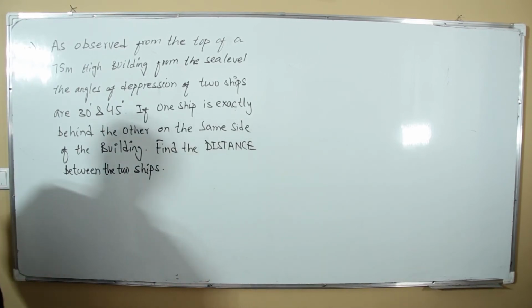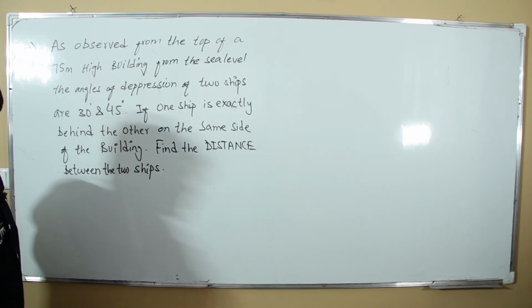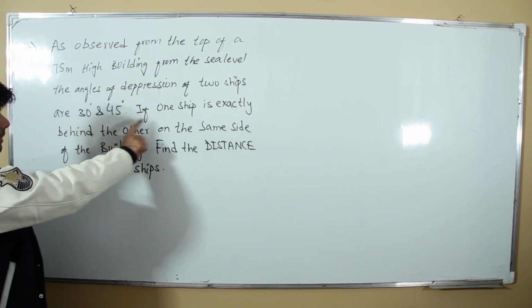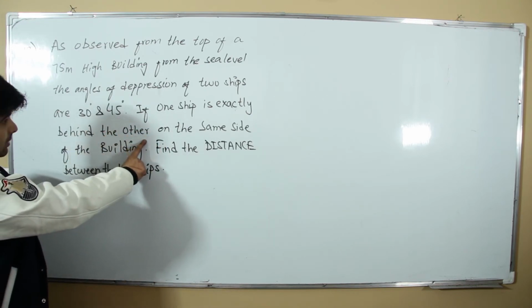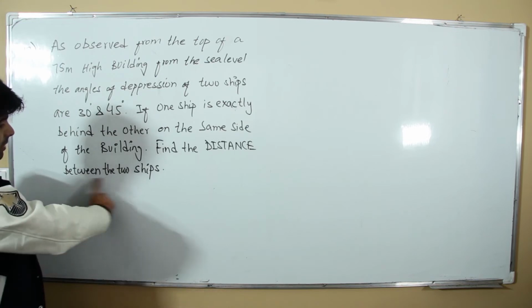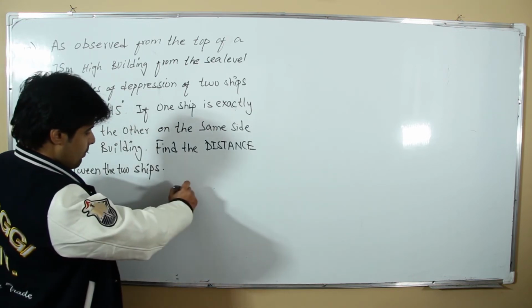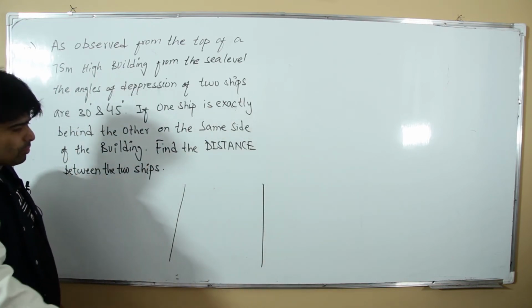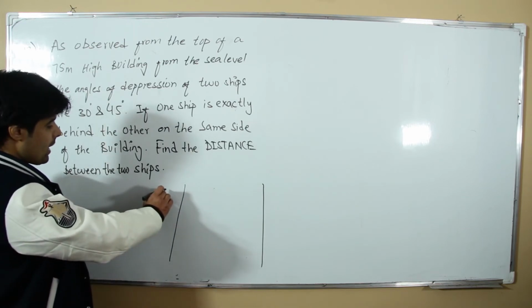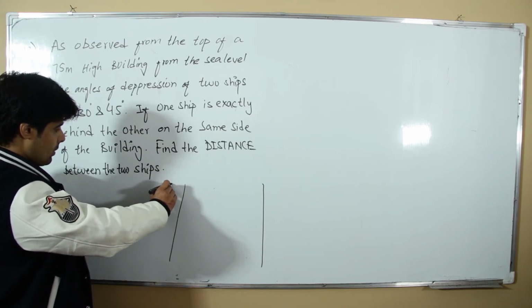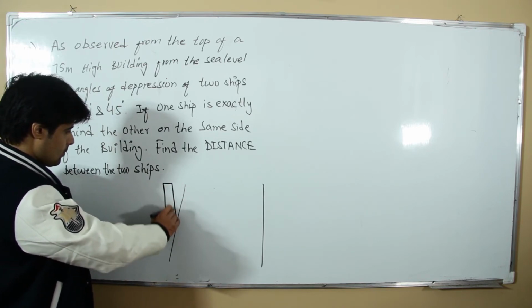Question number 12. As observed from the top of a 25-meter high building from the sea level, the angles of depression of two shapes are 30 degrees and 45. If one shape is exactly behind the other on the same side of the building, find the distance between the two shapes. What do you mean? Suppose there is a sea or whatever it is. Now we have a building with the same sea level. In here we have a building.